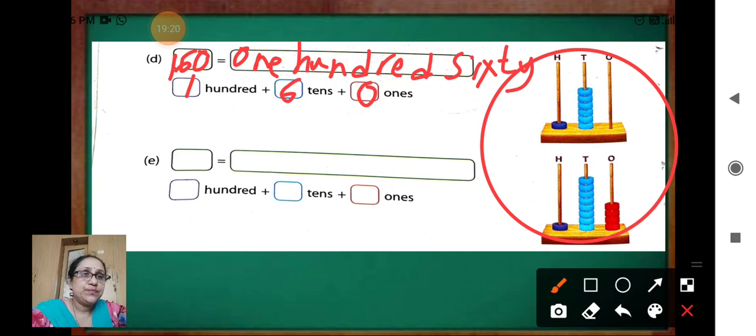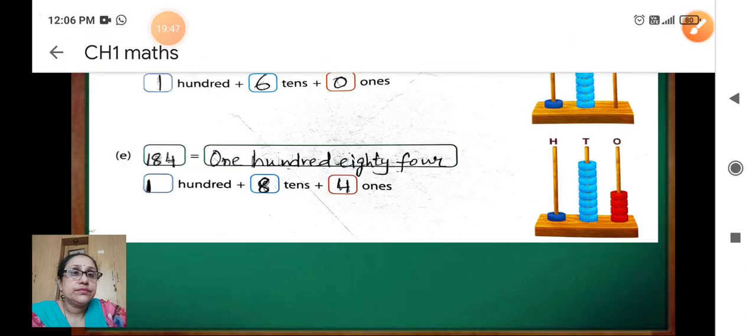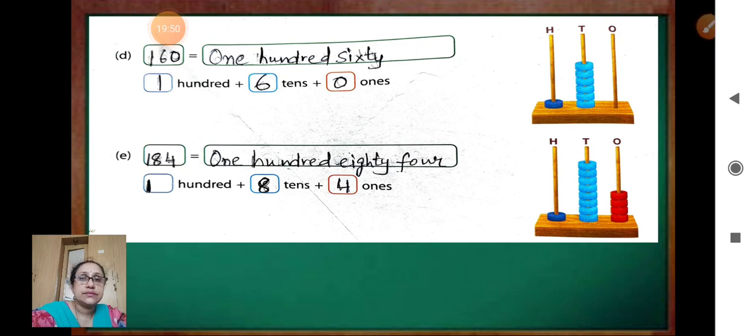Then question E. Yes, 1, 2, 3, 4. Correct. Then in the tens place 1, 2, 3, 4, 5, 6, 7, 8. And then in the hundreds place 1. So write the number name 184. And here in this line you can write 100 plus 8 tens plus 4 ones. Write the number name. Correct? Like this you have done? Yes. Very good.